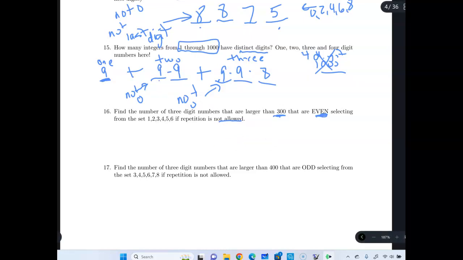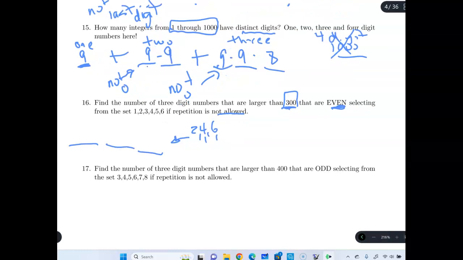Okay, so if I start with what I need here to be even, what numbers in here make it even? A 2, a 4, or a 6, right? So I could put the 2, 4, or 6 there. But since I want it larger than 300, these could be options for the first digit, right? So I think we're going to have to kind of split it up.